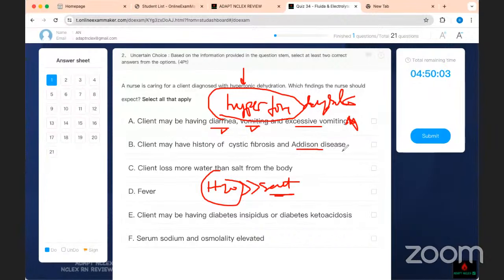Cystic fibrosis, what is their major problem? Salt, right? They have a salt issue, right? They're losing more salt than water. Addison disease, they're losing most of their salt. Therefore, this is wrong.